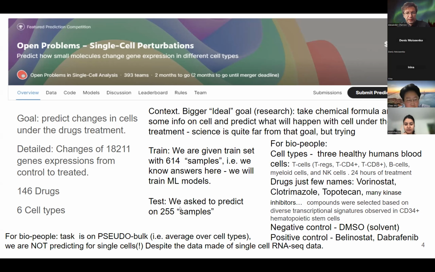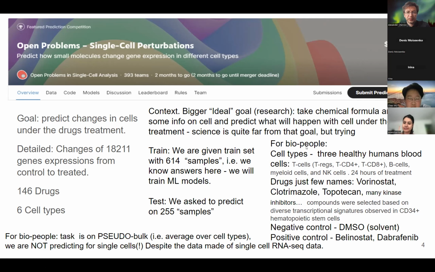A few more notes for people with a biological background. First, despite the competition being called single cell, the actual data which we need to predict is so-called pseudo-bulk. That means we have averaged all the single-cell expression for a certain cell type. For data scientists it's maybe not important, but for biologists: it's not a prediction for each cell, but only for 6 cell types.